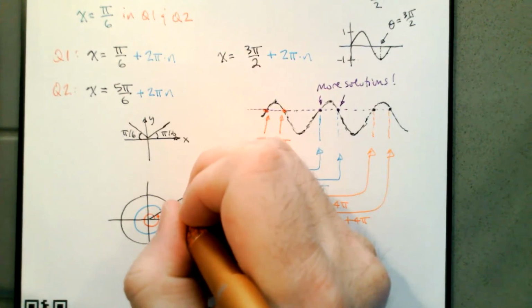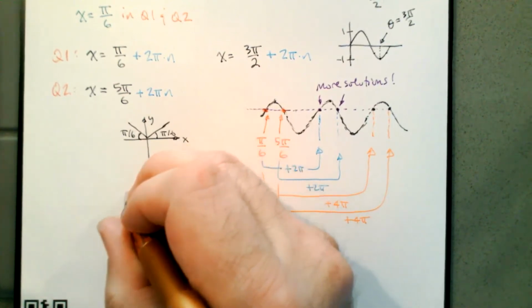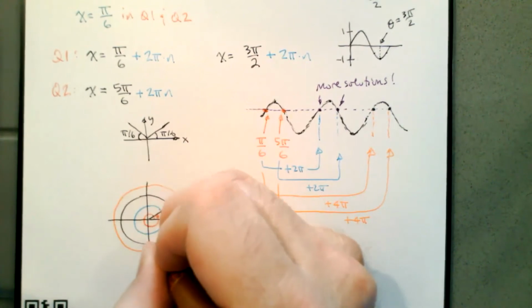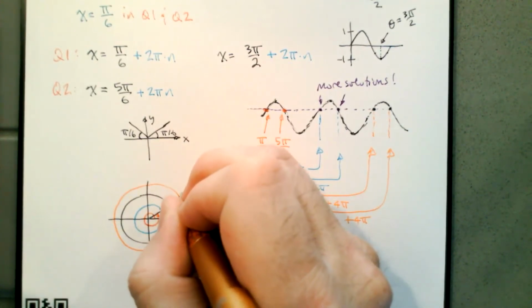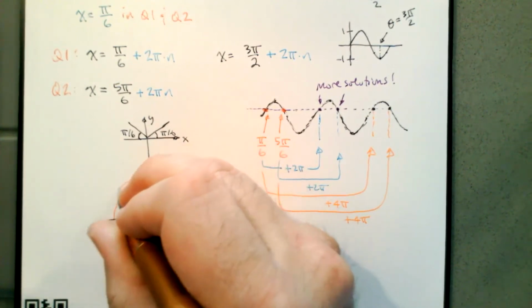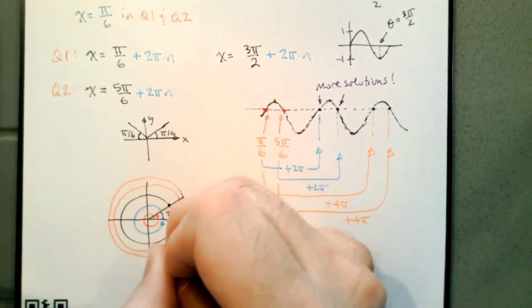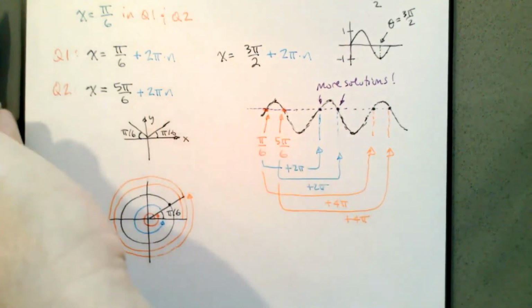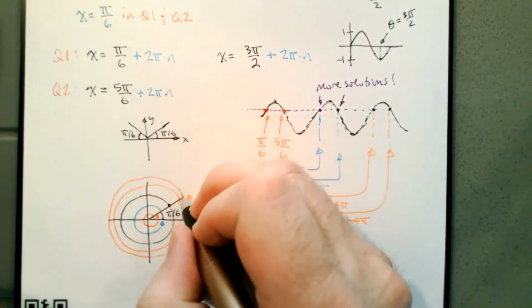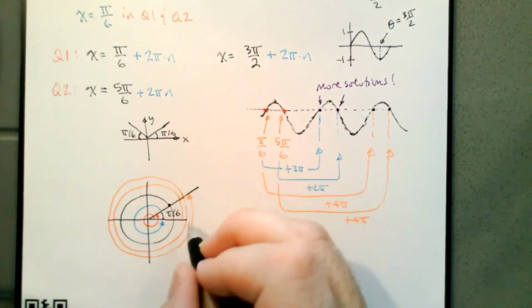So there's pi over 6. And if we go all the way around the circle, that's pi over 6 plus 2 pi. And then if I go all the way around the circle again, that'll be pi over 6 plus 4 pi. Now we've gone so far, I didn't even draw the terminal side long enough.